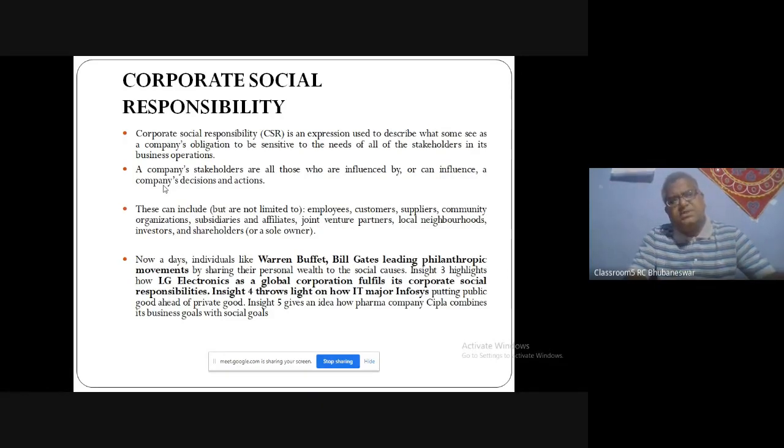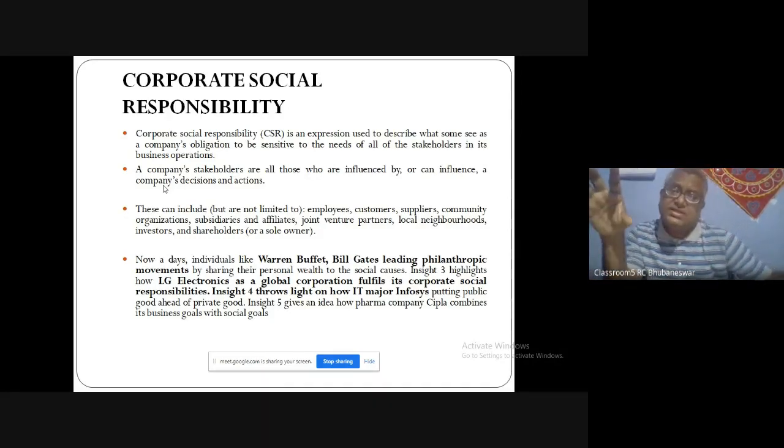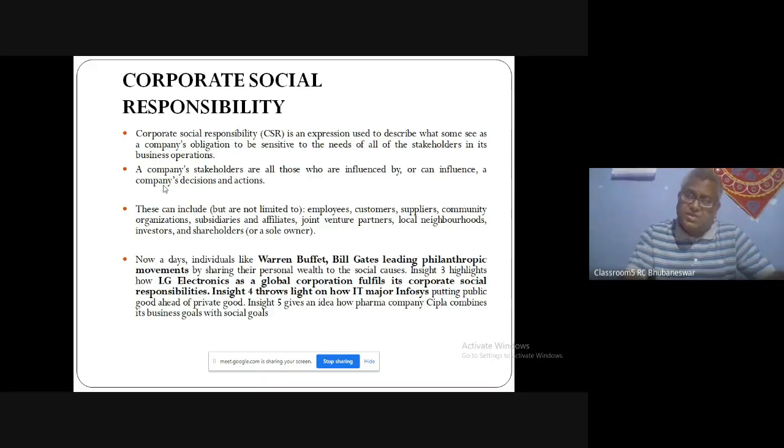Another concept related to international business is corporate social responsibility. It is also an important issue related to the international license of a company, like an MNC. What is CSR? It is an expression of obligations, or the needs of all stakeholders, and it also influences business decisions.